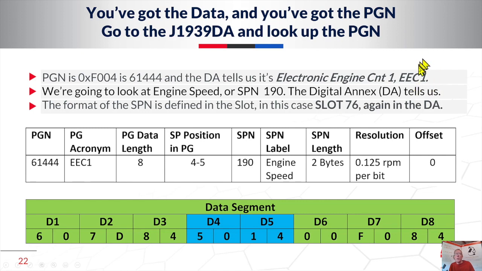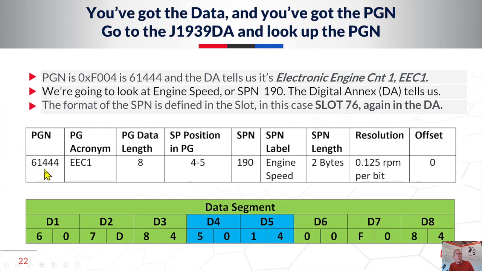If anybody wants to do this on their own, you have to have the digital annex, filter on it, and find this signal. It will give you all this information. So find this PGN or this message. We're going to look at engine speed, which is one signal within that message. The signal is identified as SPN 190. The digital annex tells us that this is engine speed, and it conforms to slot 76, which defines how we represent that data. Again, pulled right out of the digital annex.